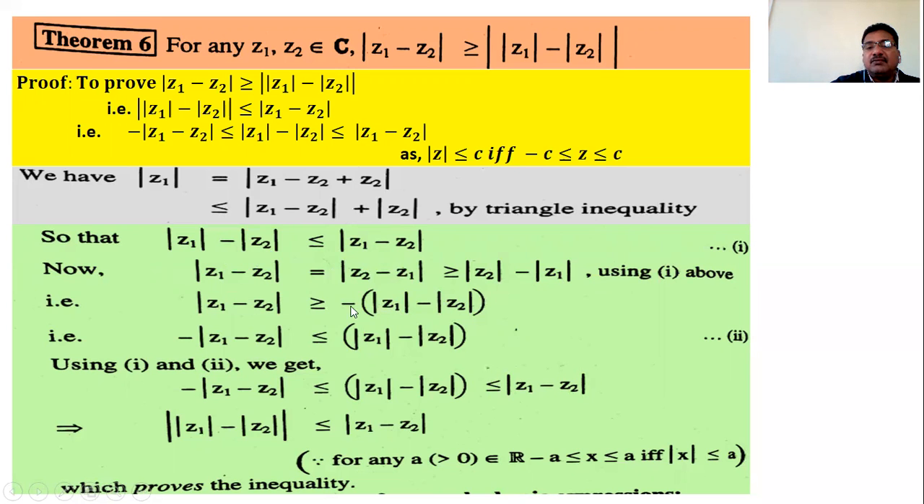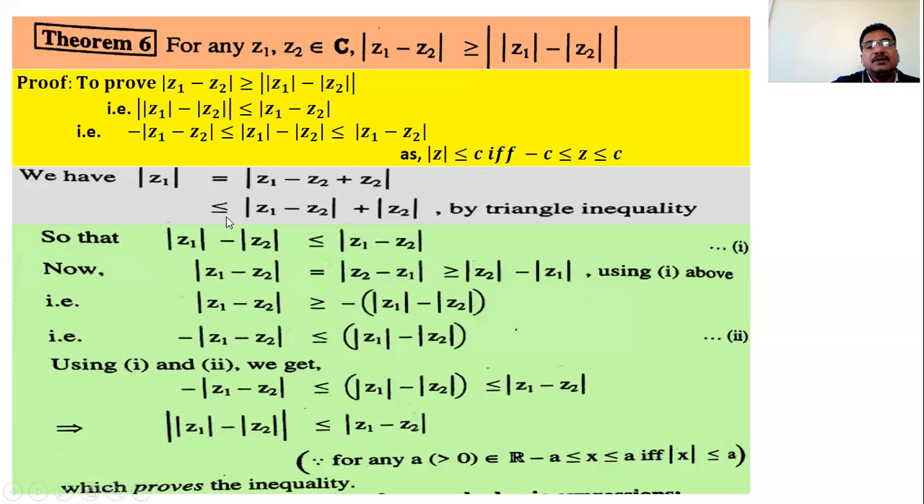And then we have mod Z1 minus Z2 is greater than or equal to, taking the minus sign common from this side, minus in bracket mod Z1 minus mod Z2. Therefore, change the sign of both sides, and greater than or equal to converts to less than or equal to, because if we change the signs of both sides, we get the reverse inequality. So minus mod Z1 minus Z2 is less than or equal to mod Z1 minus mod Z2. This is the proof of this part.